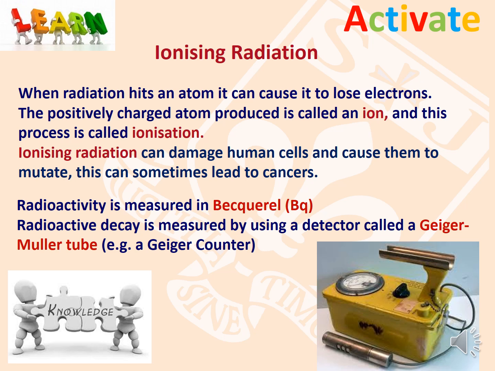We measure radioactivity in a unit called becquerels, or doses, and we can detect it and measure it using different pieces of equipment, such as a Geiger-Müller tube or Geiger counter, which is the yellow object in the bottom of this screen.